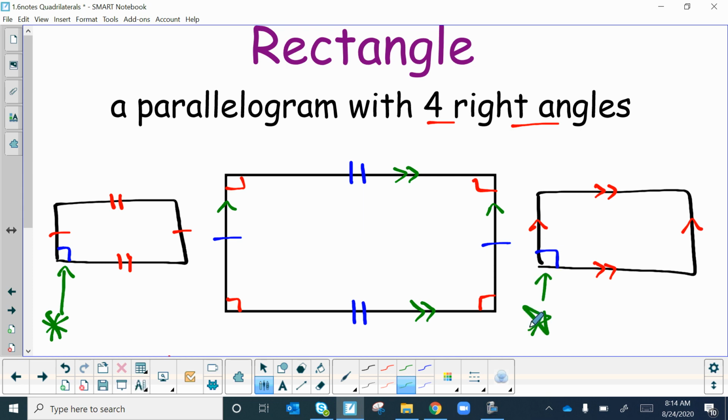All right, so that's the rectangle. It's a parallelogram with 4 right angles. And you could say equal angular also, using that vocabulary word from our last section on polygons, equal angular, because all 4 angles are equal.